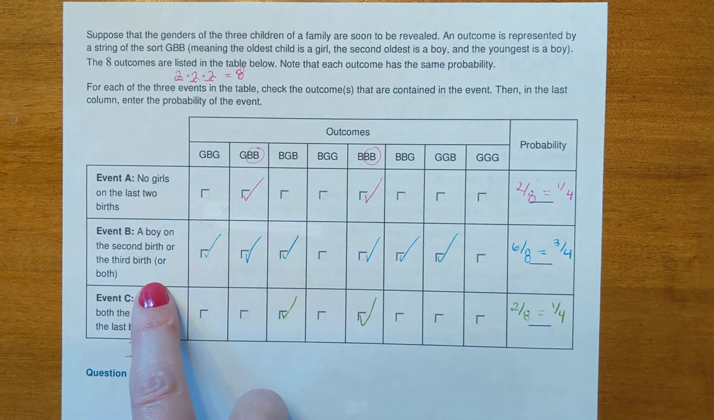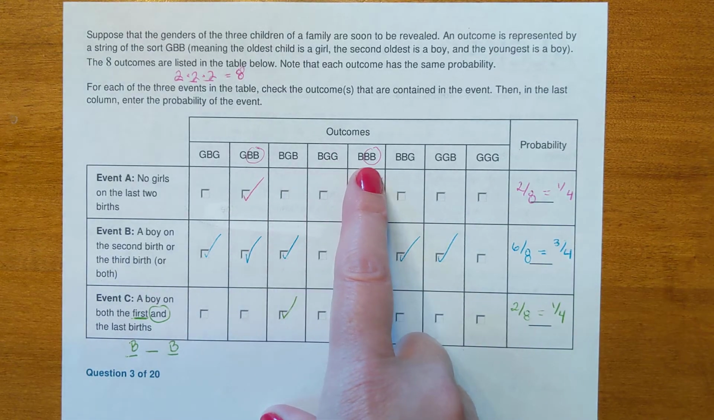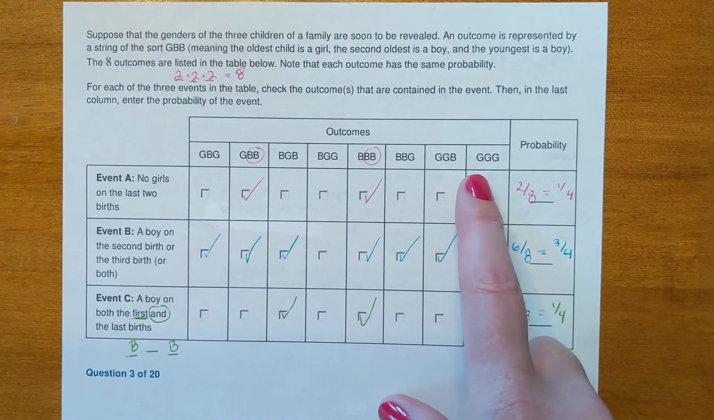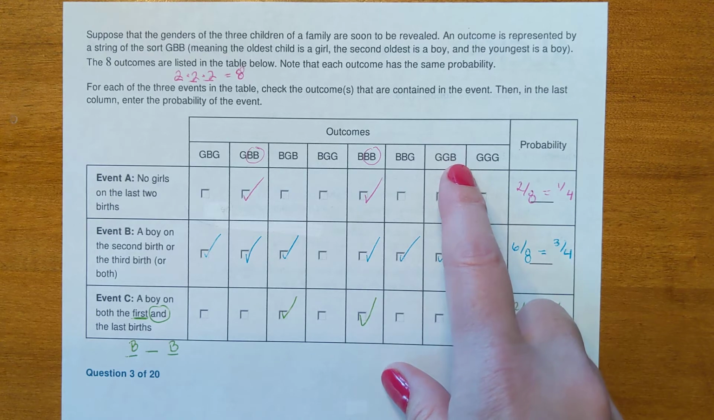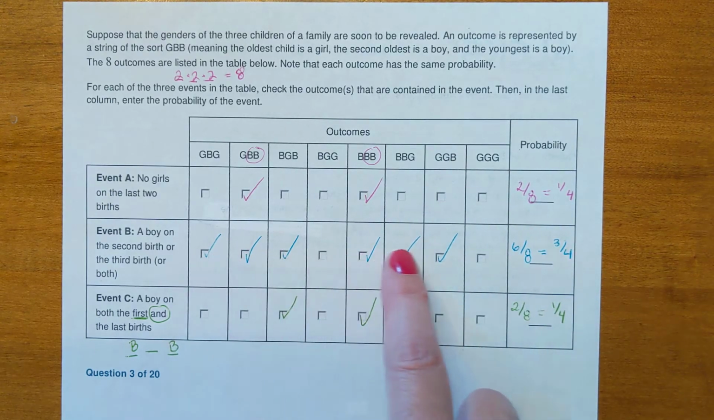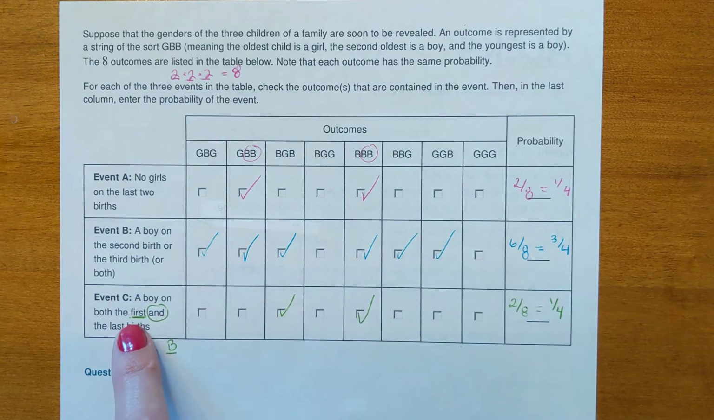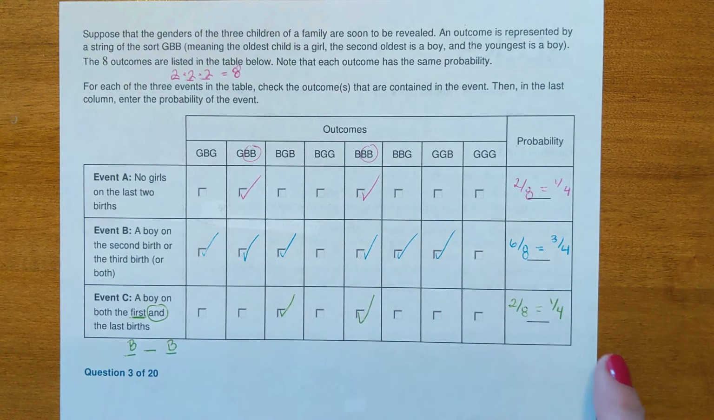Event B, a boy on the second birth or on the third birth or on both. So second birth, last birth, third birth are also here. We've got the first and second one. And a boy was born here on the third birth. So anyway, you've got a total of 6 of those happening out of 8. Last one, a boy on both the first and on the last. Well, that just happens twice. The first and the last one born are both a boy. So 2 out of 8 is a fourth.